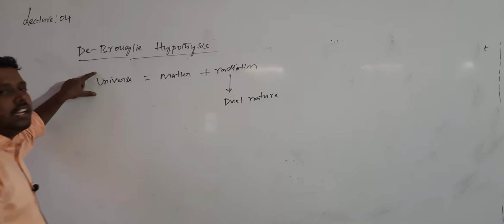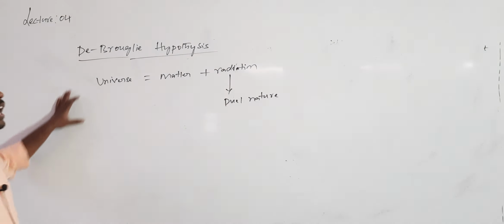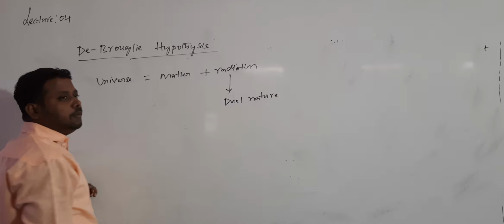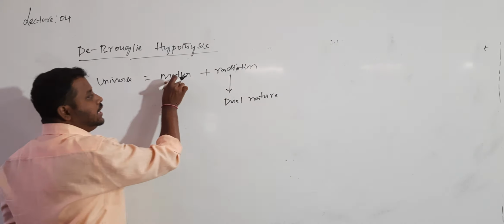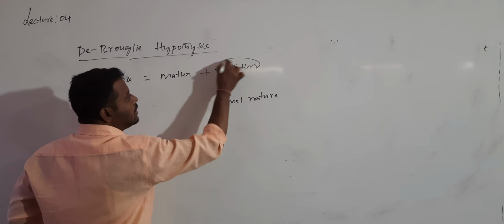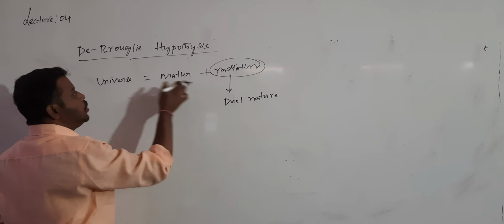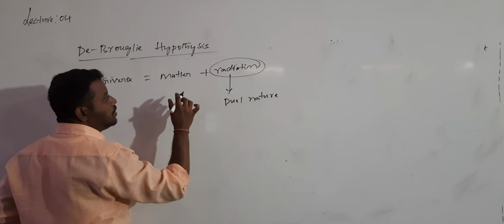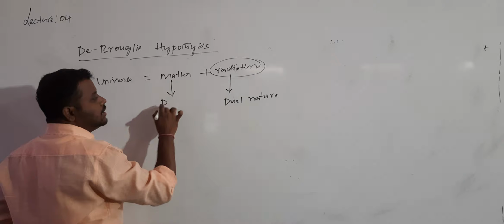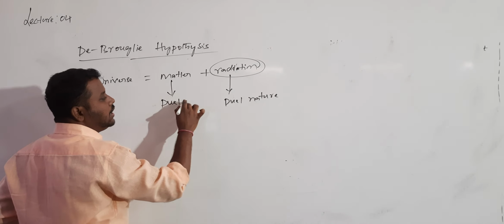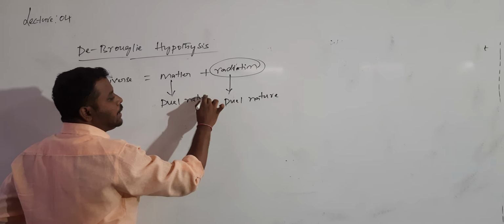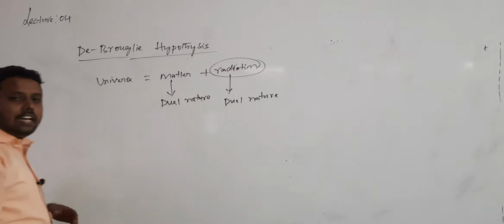Then he argued that, he assumed that, how? Because the total universe is made up of matter and radiation. Since radiation has a dual nature, and the universe is made up of matter and radiation, matter also has a dual nature. Matter means any massive particle which has some mass.